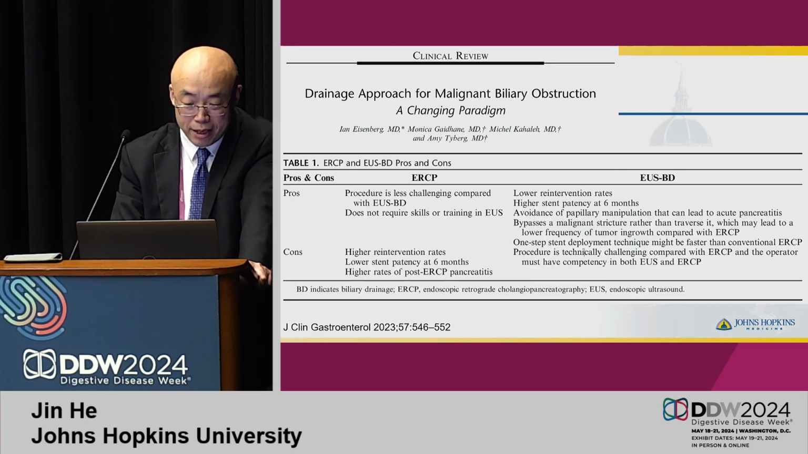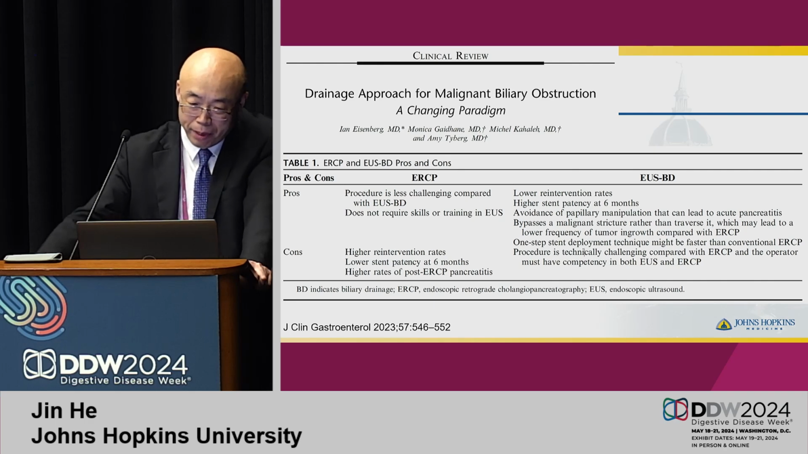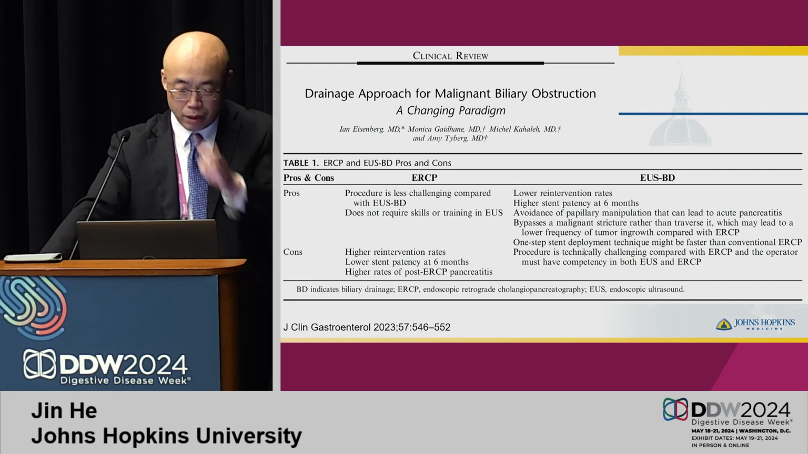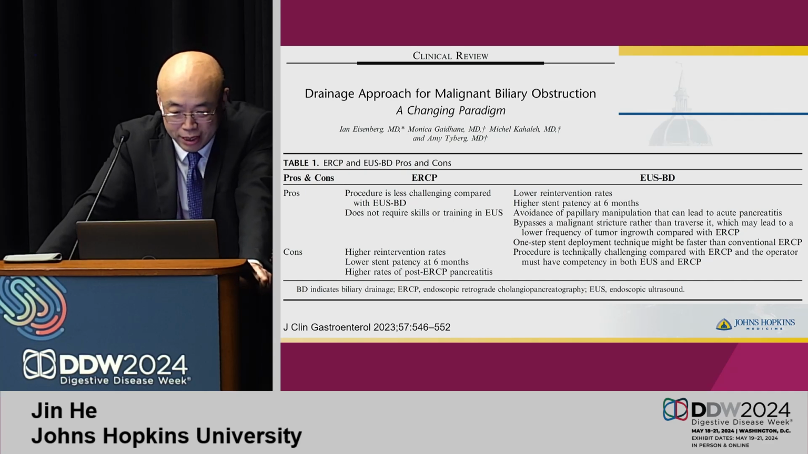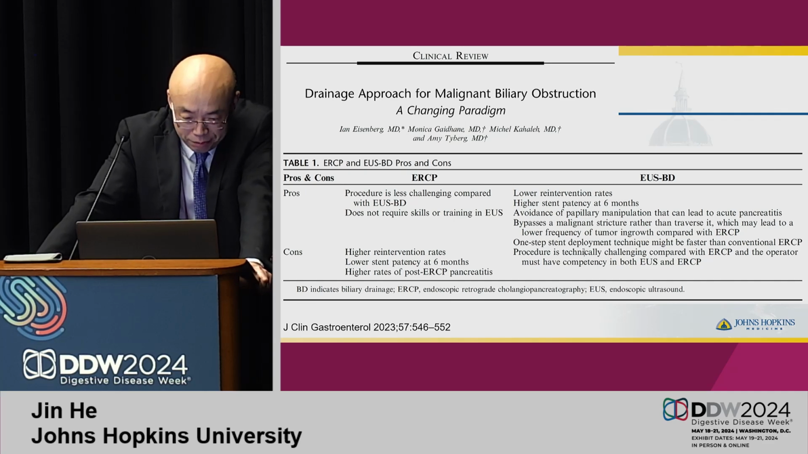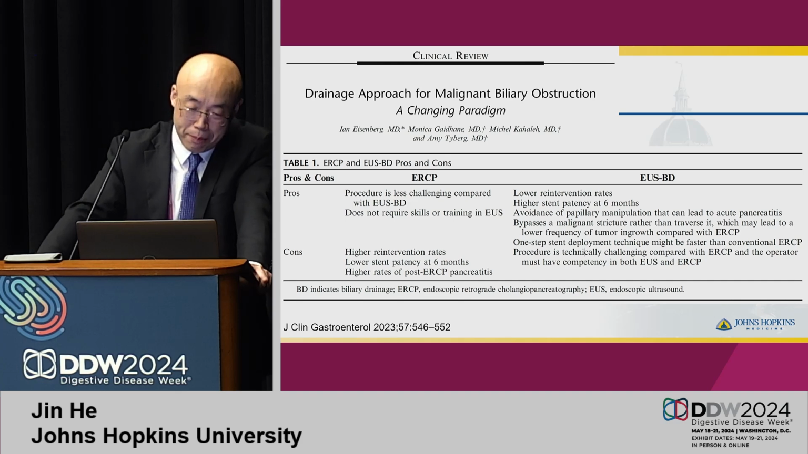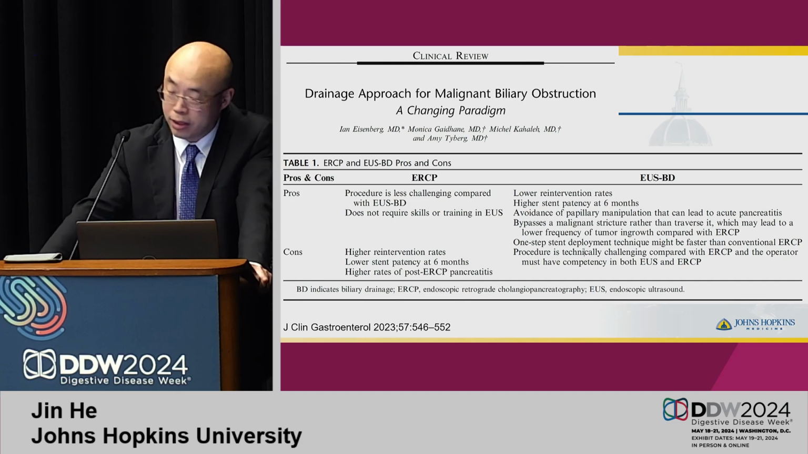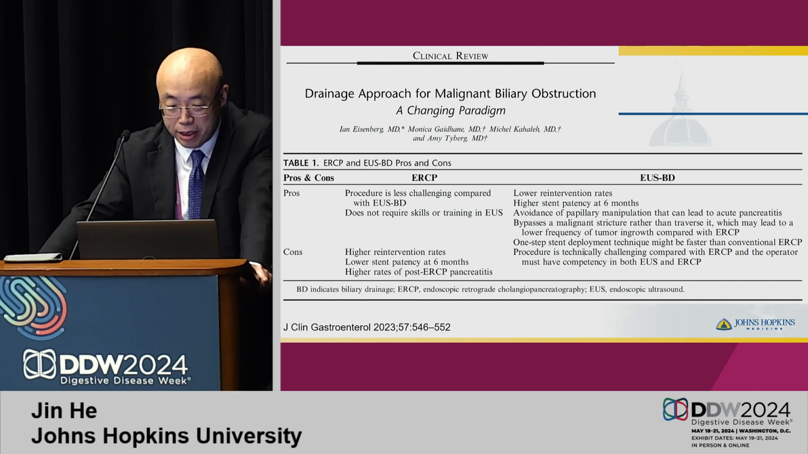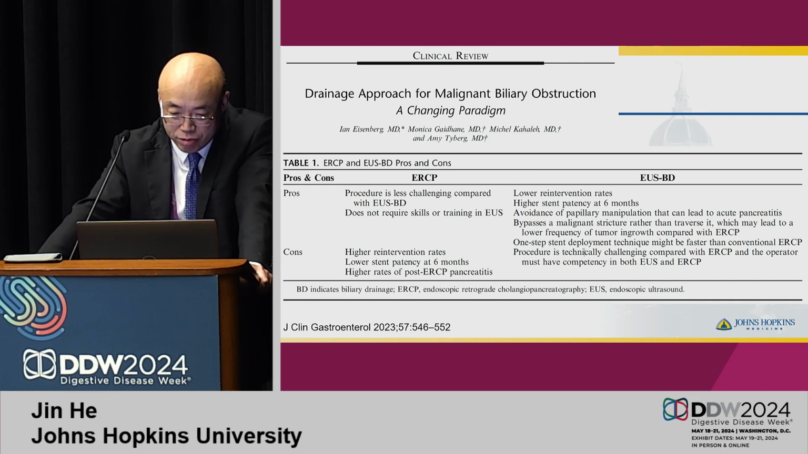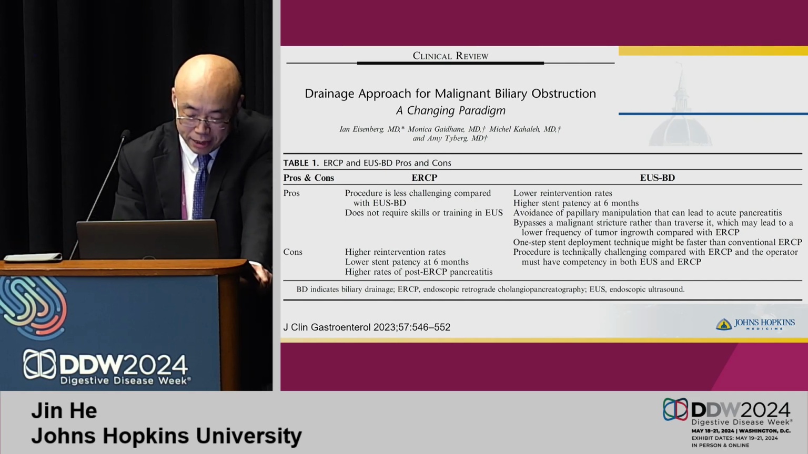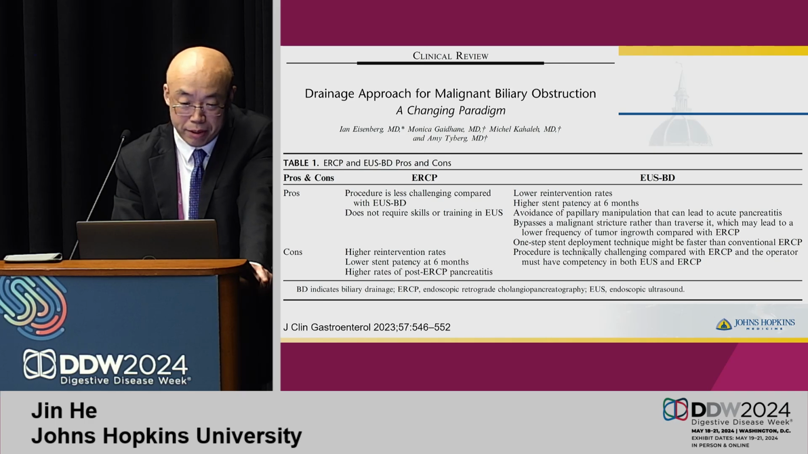There are some papers to quote here comparing different approaches for biliary obstruction. As I mentioned earlier, this is a paper comparing ERCP versus EUS-guided biliary drainage. Again, I know you go through all the details here. In general, EUS biliary drainage has much lower reintervention rates and higher patency, and should be considered a standard approach for patients with unresectable pancreatic cancer.